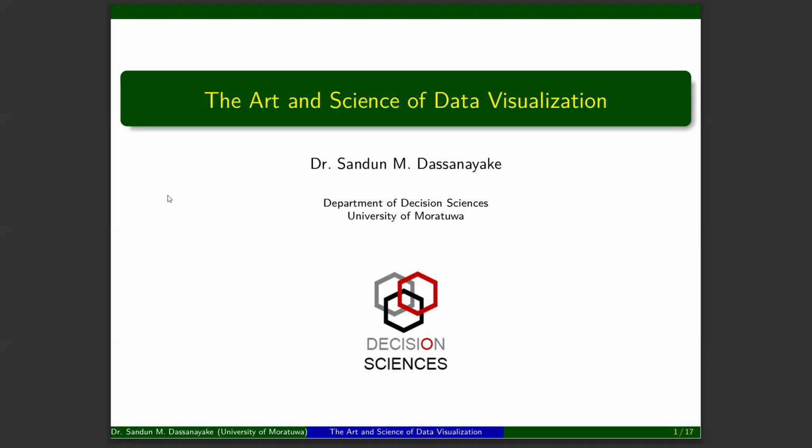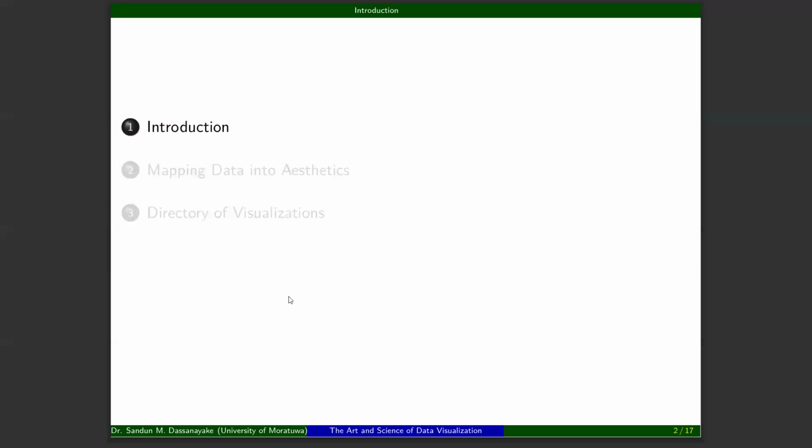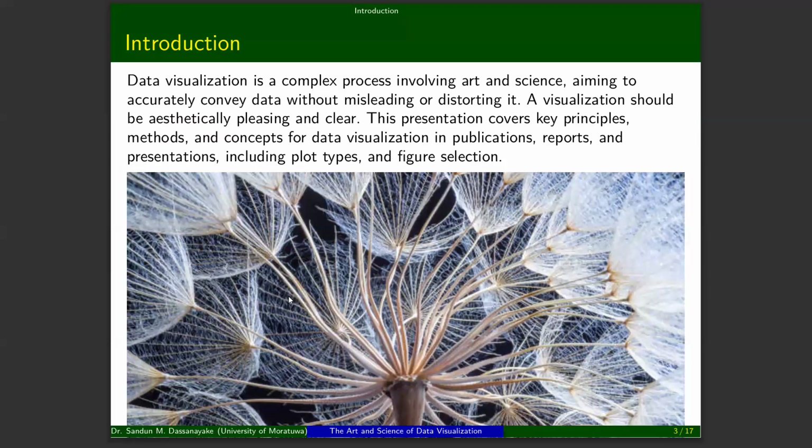This is not a very long lecture. It is also about something that we already know. So I'll start with that. Data visualization is a complex process involving art and science, aiming to accurately convey data without misleading or distorting it.